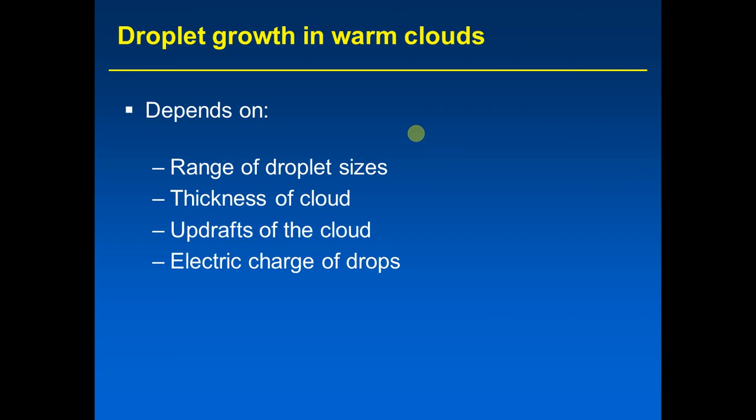Thickness of a cloud is an important factor. Thicker clouds allow for larger droplets to form, right? If the cloud is very thin, like a nimbostratus cloud, it's not that deep, then the drop's not going to be able to grow, have as much height to grow, right?